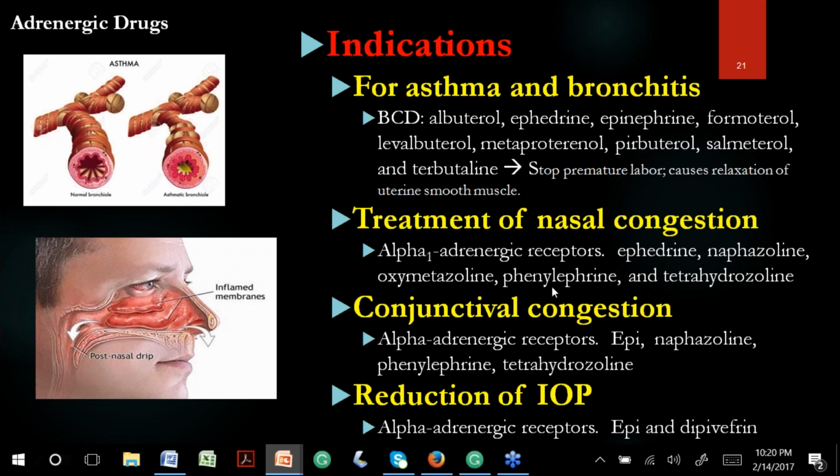Please, I said open glaucoma, not closed glaucoma. In closed glaucoma, we are going to use diuretics and laser. But for adrenergics, we are going to use mostly alpha agonists for open glaucoma. Which is worse? Closed glaucoma is worse. Open glaucoma is the most common: 80% of cases are open glaucoma and 20% are closed glaucoma. So we use alpha adrenergics to reduce the intraocular pressure.